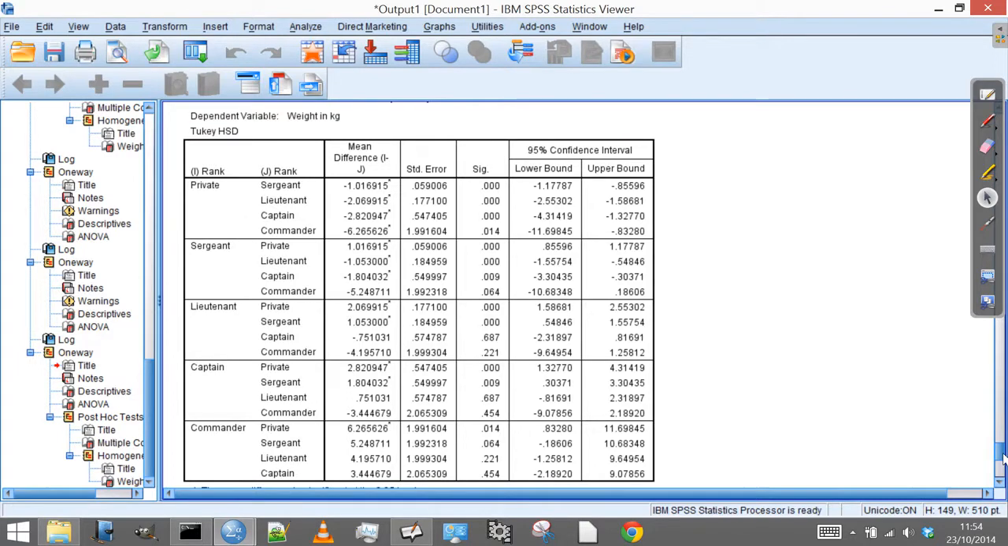And actually, maybe what I want to do is just look, because most of these look statistically significant, I'll look for the ones where there isn't a statistically significant difference. So lieutenant compared to captain, they appear to have the same weight. In my data, you may have different results, so your p-values may be different.